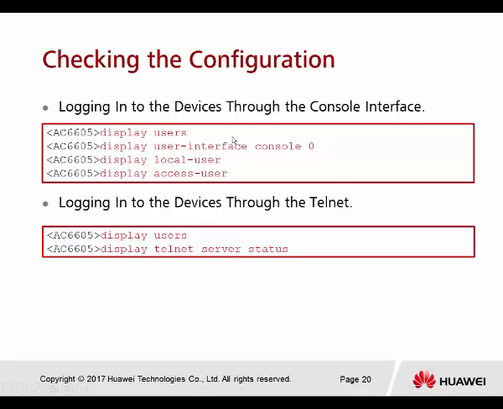To check the configuration, we can always use the display command. For example, here I have display user, and display the user interface console 0. That shows how many people are logged in through the console, and how many local users and access users there are. For login through Telnet, you only have these available commands: you can use either display user or display telnet server status.